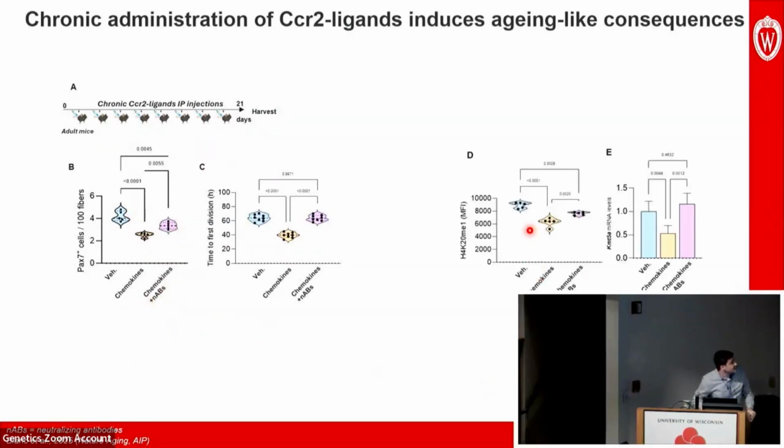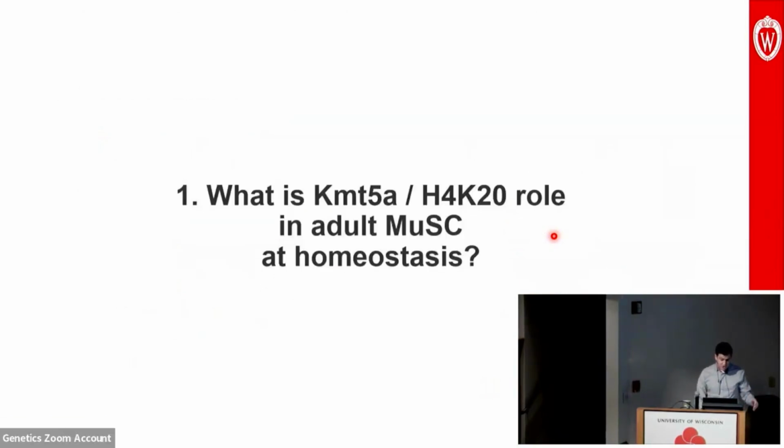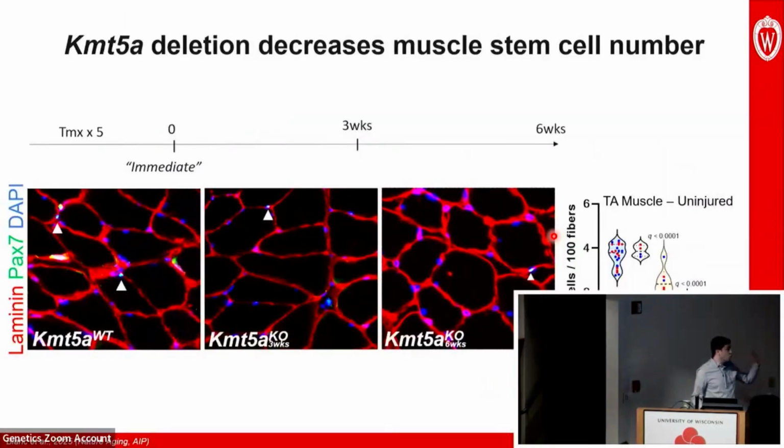And to confirm again, yes, we did see a decline or decrease in H4K20 monomethylation and the expression of KMT5A. So that was a neat way to kind of link those two together. So the big question here at this point was, what is KMT5A's role in adult myogenesis and stem cells? So we generated knockouts for KMT5A in a muscle stem cell specific mouse model. It's a PAX7 Cre ERT2. So it is a specific and inducible model by following tamoxifen injection.